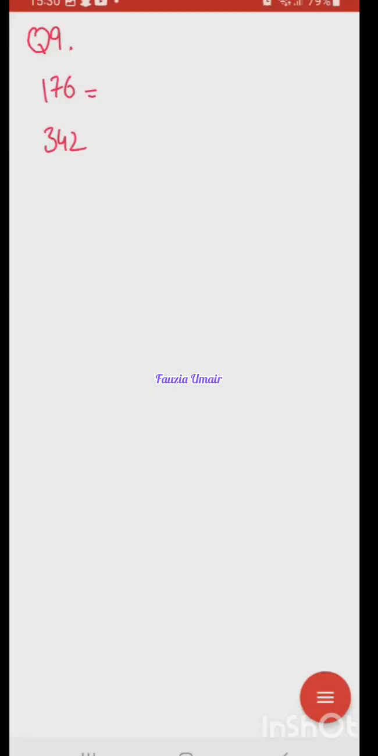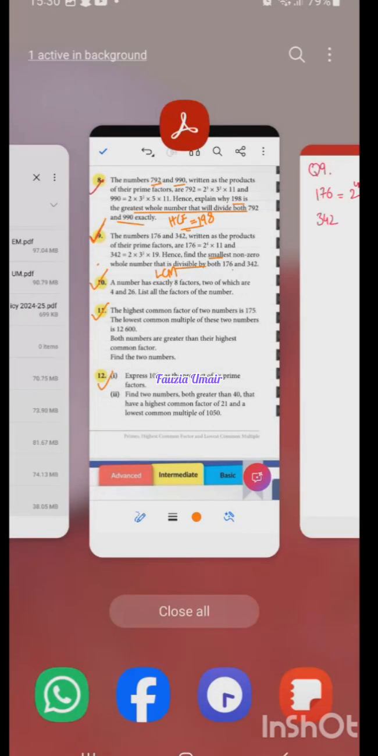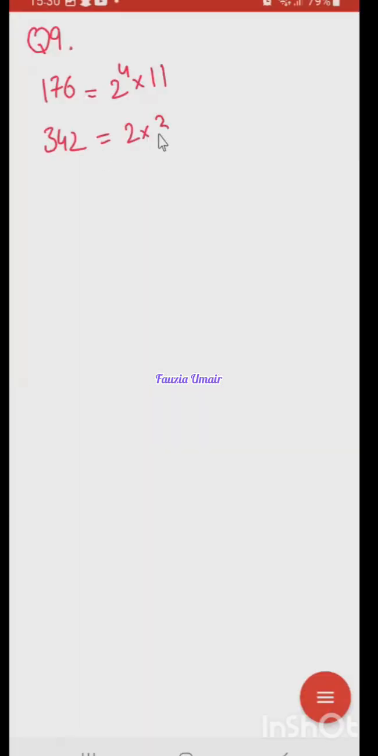2 to the power 4 into 11, and the prime factorization of 342 is 2 into 3 square into 19. So what are the common factors? Wait, please unmute your mic and answer the questions. Mohit and Abrish, what are the common factors?